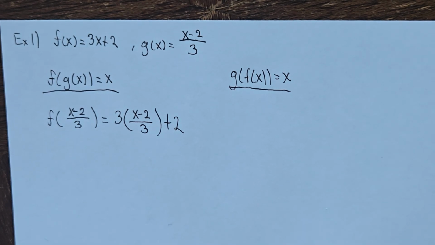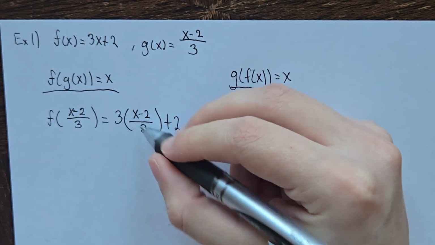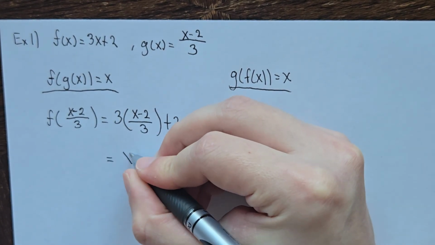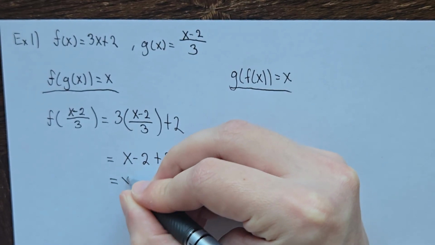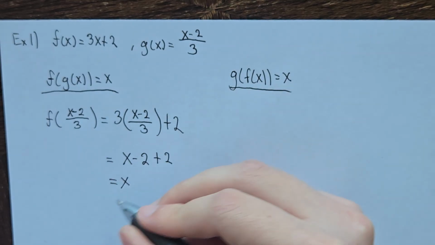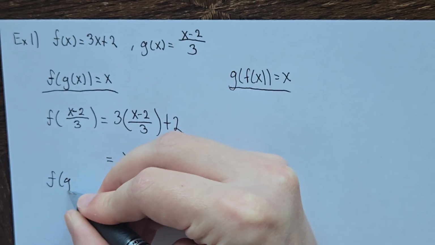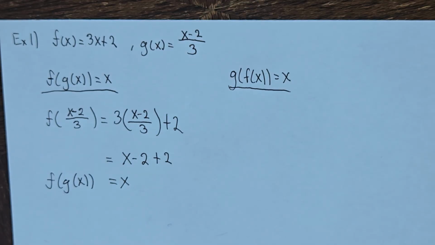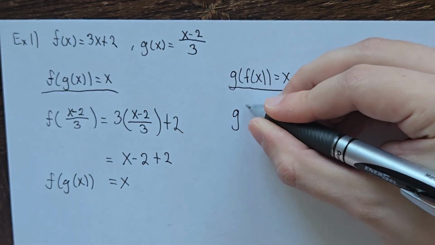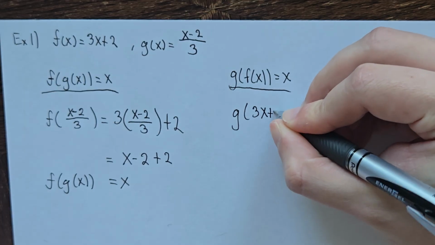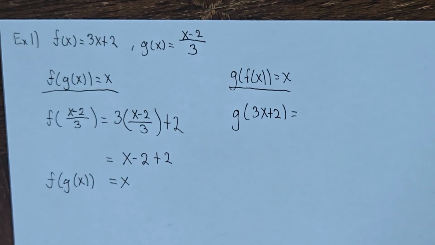And notice that whenever we start simplifying this, the 3's are going to cancel out, and I'll just be left with x minus 2, that numerator, plus 2, and then the negative 2 and positive 2 will cancel out, and I'll just be left with x. So f of g of x is in fact just equal to x, and that verifies one of the properties that we need for this. So we're halfway there. Now we just need to do the other side, and we need to plug the f function, 3x plus 2, into the g function, and then hope that we also get that same cancellation occurring.